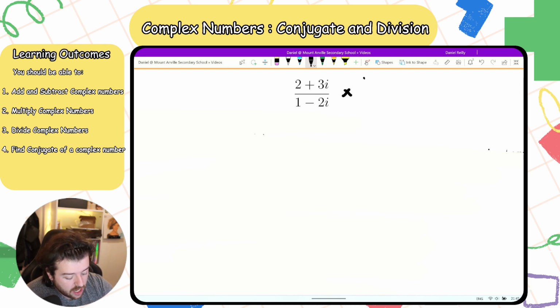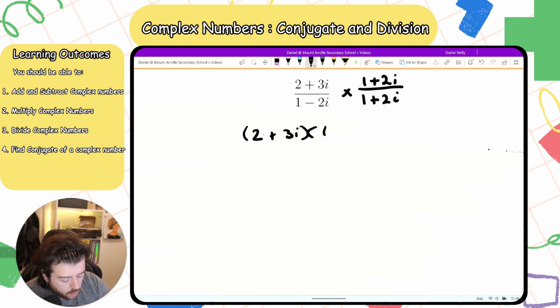So I'm going to multiply the top of my fraction by 1 plus 2i, and then I'm going to multiply the bottom of my fraction by 1 plus 2i. So top by top, bottom by bottom: 2 plus 3i times 1 plus 2i, all over 1 minus 2i times 1 plus 2i.